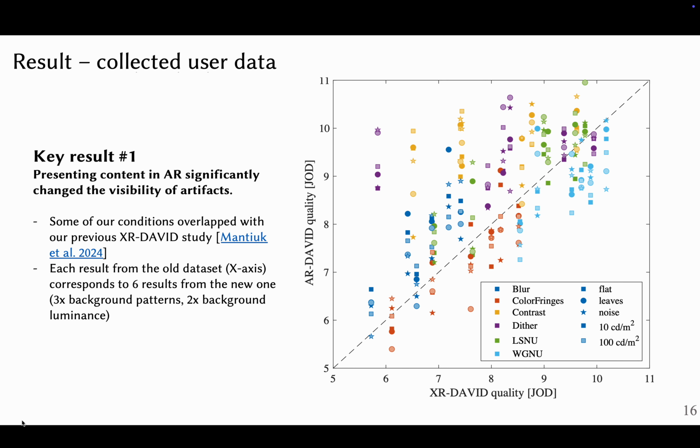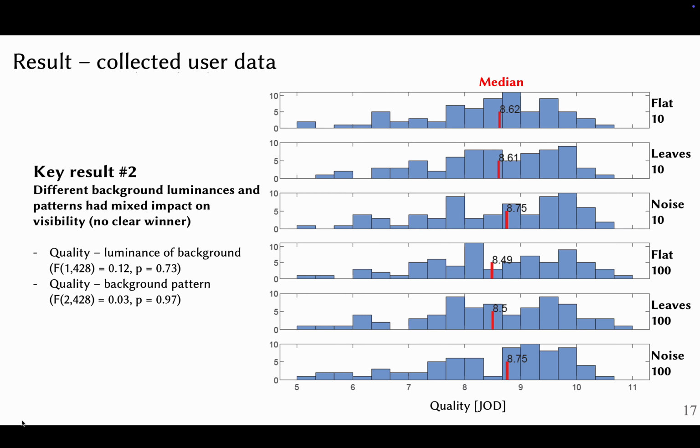And you can see the big vertical spread in the results, meaning that the background had a significant effect on the visibility of the artifact overall. However, surprisingly, the second key result is that there wasn't a clear winner. The different background luminances and patterns had mixed impact on visibility, and the median distortion magnitude was similar, although we would have expected maybe, for example, darker or less textured backgrounds to have less of an effect.